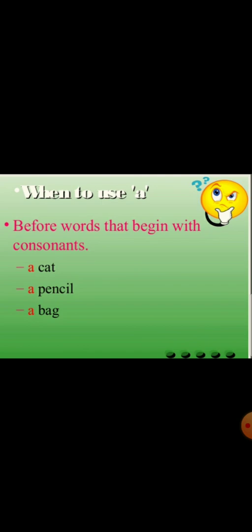When to use a? A is used before words that begin with consonants. A cat, C is consonant and it gives the consonant sound also. A pencil, P is consonant and gives the sound of a consonant only. A bag, B is consonant and it gives the sound of consonant.